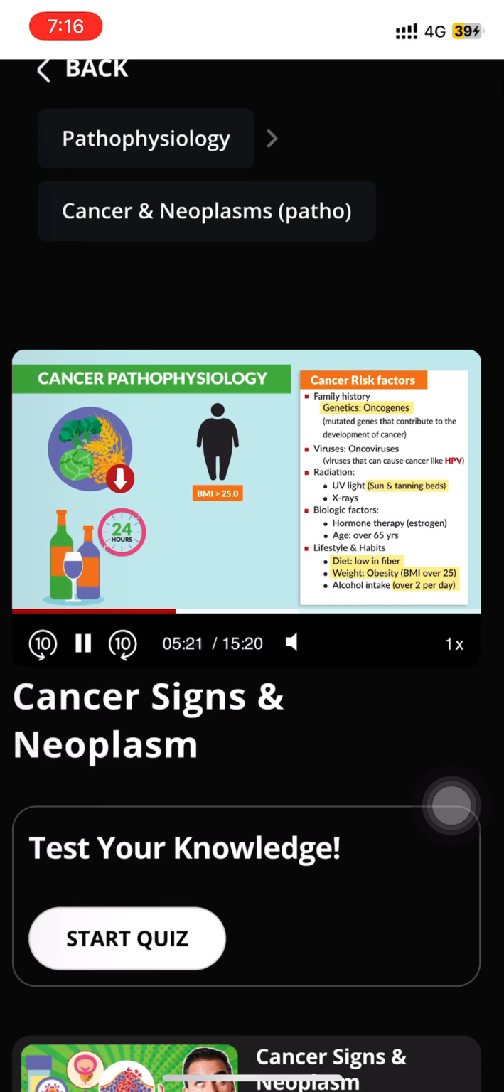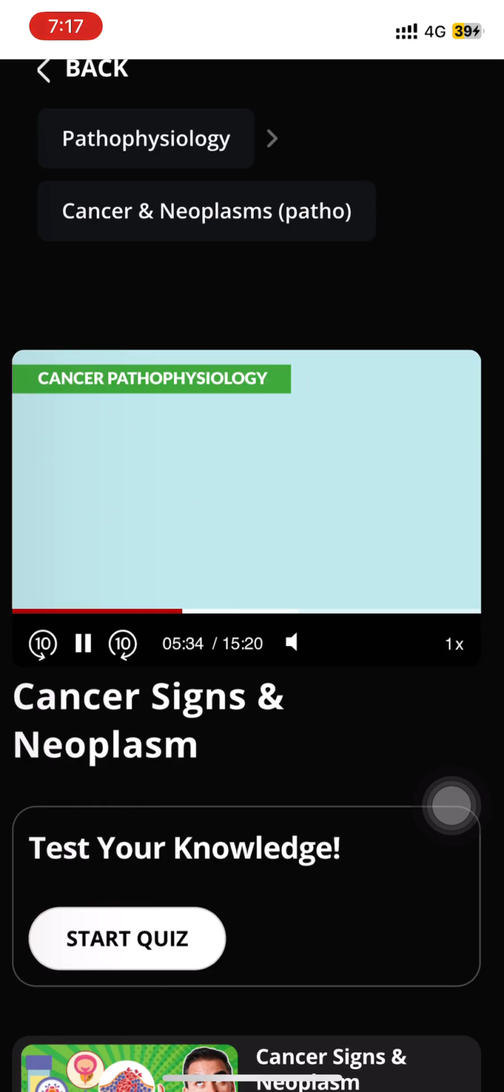Another is alcohol intake, over 2 drinks per day. And a last one, as everyone knows, tobacco, basically cigarettes and chew, but even cigars too. Okay, now switching gears to the most tested topic here, cancer manifestations.